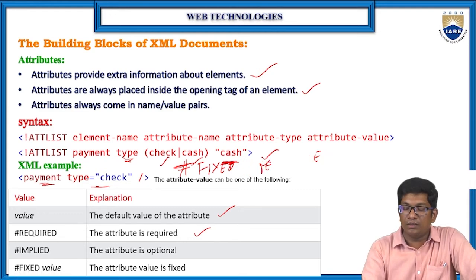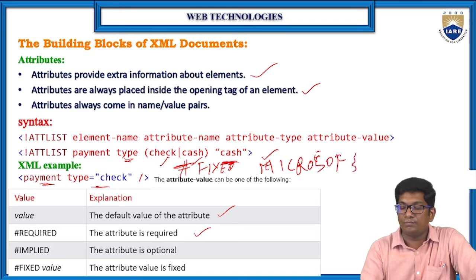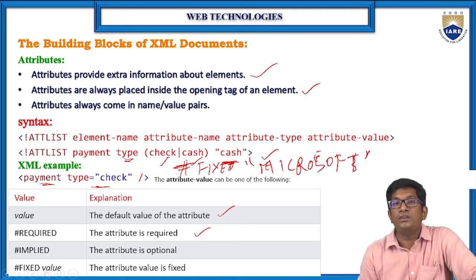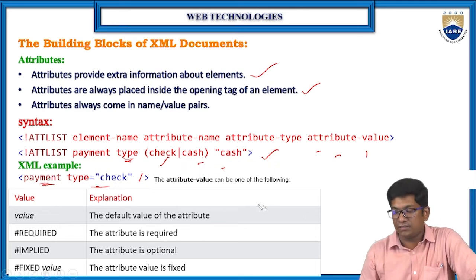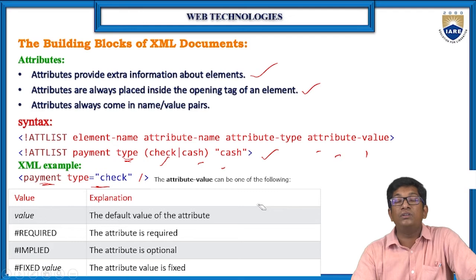Suppose you're not given the company name. By default, it takes the Microsoft. Okay, so that is the use of #FIXED. So these are the attributes, the building blocks.